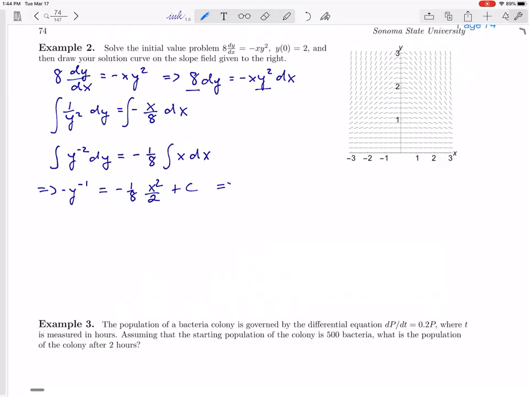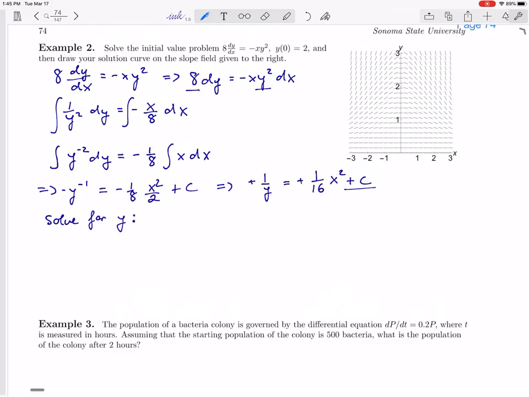So I can clean that up a little bit. That gives me minus 1 over y is equal to minus 1 over 16 times x squared plus c. Since both sides are negative, I can make it positive, multiplying the whole thing by minus 1. And the plus c here, it's an arbitrary constant. I'm not going to bother changing the sign over there. So now I still need to solve for y.